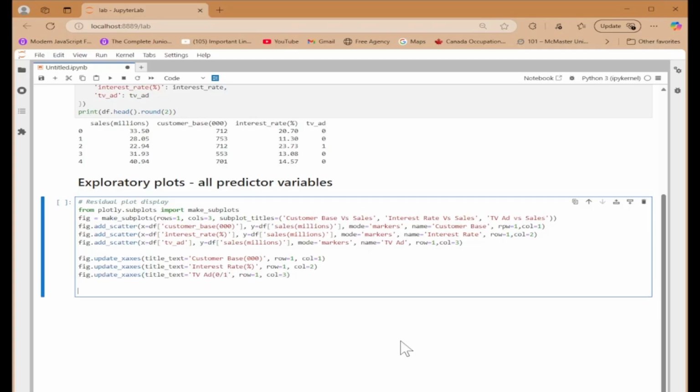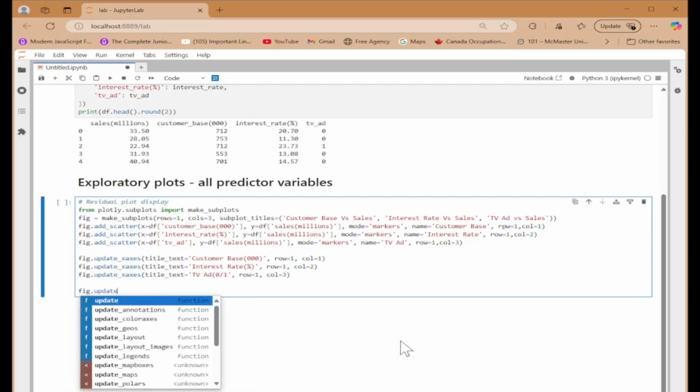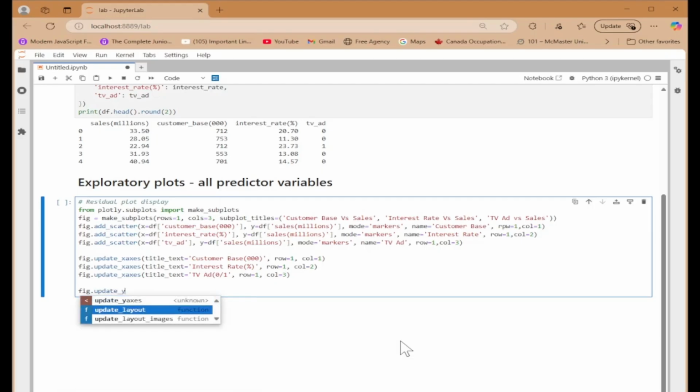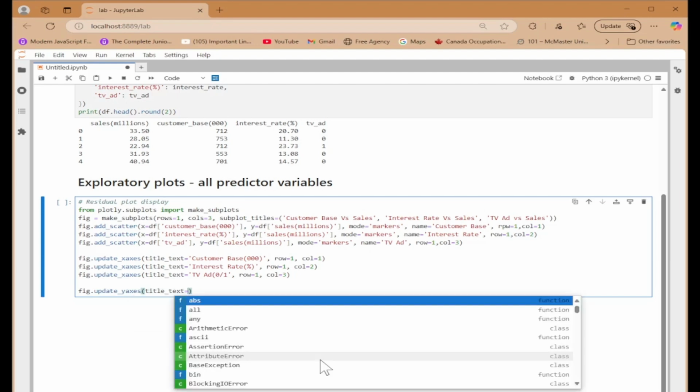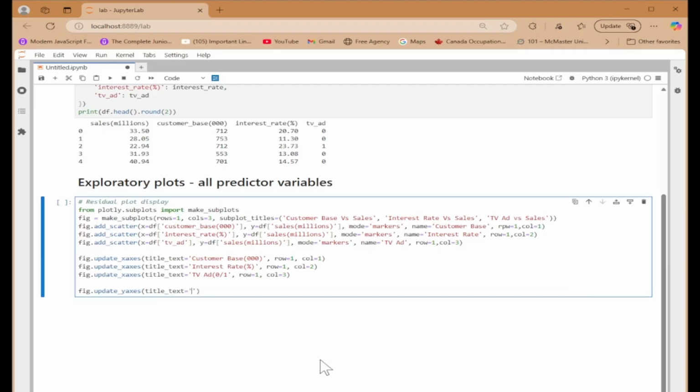Okay, now let's fix the Y label. Fig.update_yaxes, same syntax. Title text equals, in the quotes, sales in millions, row equals 1, comma, col equals 1. Okay, so we updated the y-axis as well.